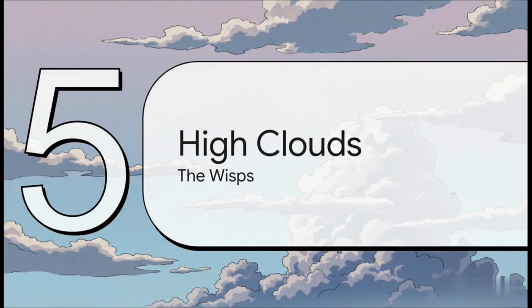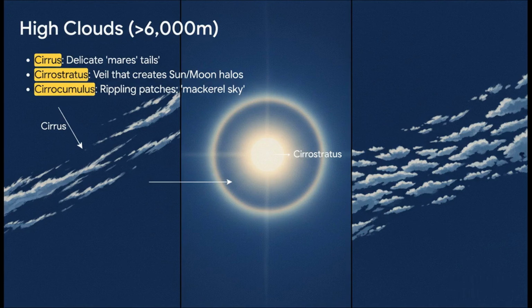Let's keep going. We're now ascending to the highest reaches of the troposphere, way up above 6,000 meters. It's freezing cold up here and the air is super thin. And up here, everything has Cirrus in its name, which clues you in to their icy nature. You've got your classic cirrus clouds, those delicate mare's tails. Then there's Cirrostratus. This is a super thin veil of ice crystals that creates those amazing halos you sometimes see around the sun or the moon. And finally, Cirrocumulus, which makes this beautiful, rippling pattern often called a mackerel sky.